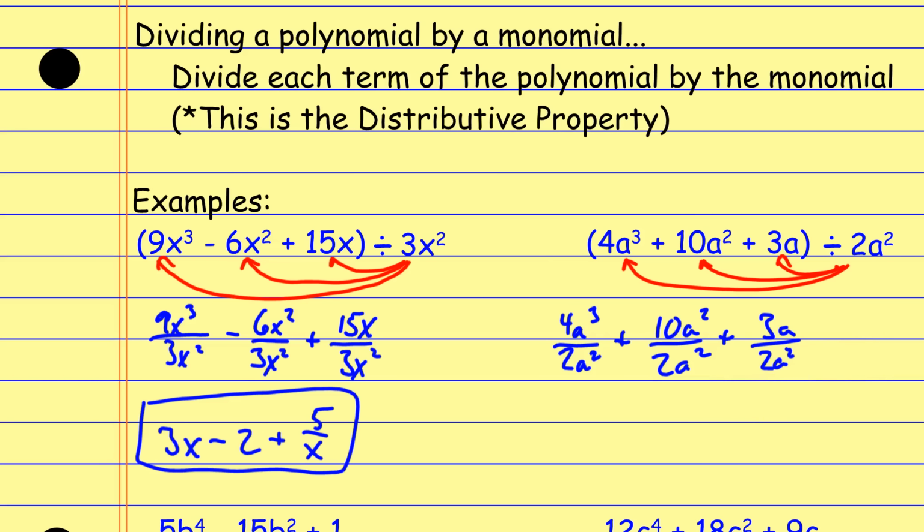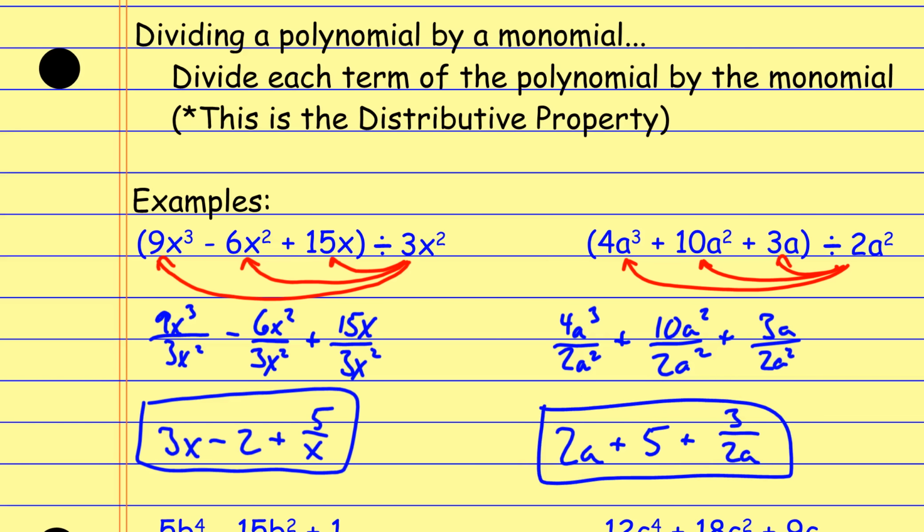And now I just use my rules of exponents and I divide some things. So this one's going to give me a 2a. This one gives me a 5. And this one gives me a 3 halves a to the negative first, which is really the same thing as 3 over 2a. And that's it.